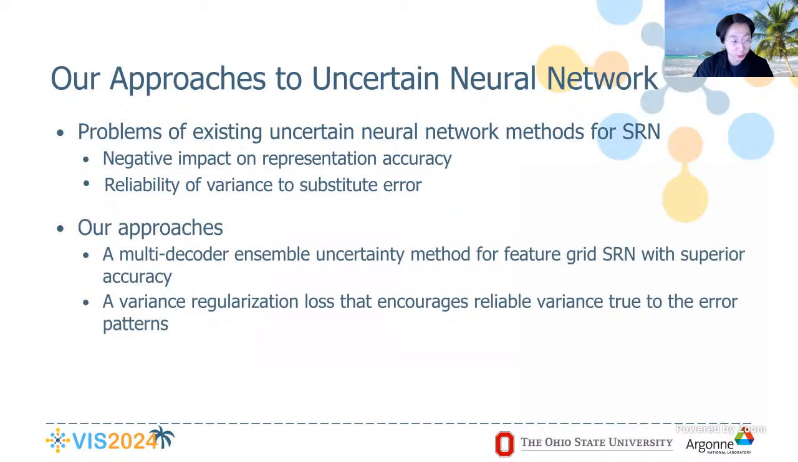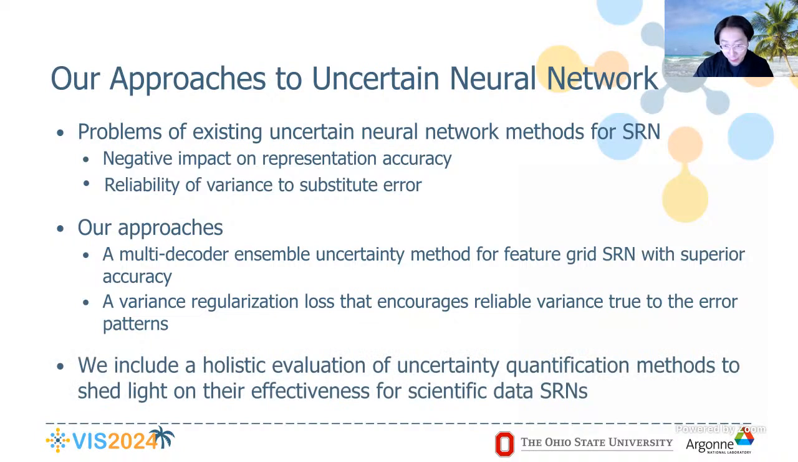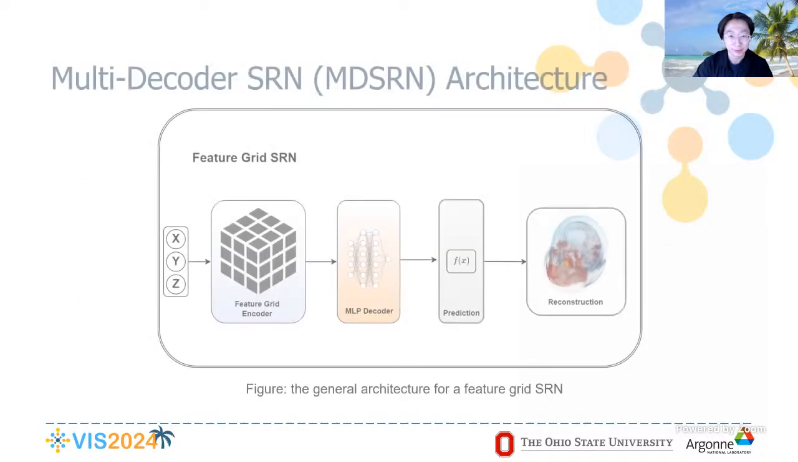To address these issues in the existing uncertainty quantification methods, we make two endeavors. We first propose a novel uncertainty-aware architecture for feature grid SRNs for improved accuracy. And then we guide the spatial distribution of variance towards error through a novel variance regularization loss for ensemble learning. Finally, we comprehensively evaluate the performance of uncertainty quantification algorithms applied to scientific data SRNs and share the results.